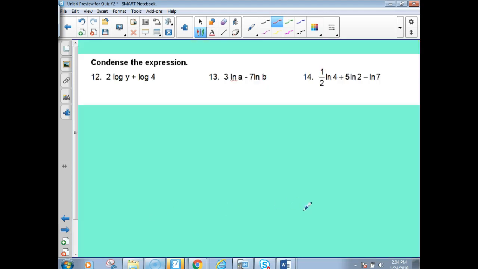No. All right. Condense. Now we're going to use the rules in reverse. We're going to put the 2 back on as an exponent. And we have a sum, so we're going to multiply. So this would be the log of y squared plus log of 4. And then condense down, log of 4y squared. And technically that should be in the parentheses. If it's not, it's not really wrong, but it's really important if you have something being added or subtracted after that to have the parentheses.